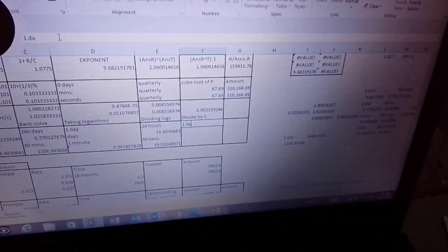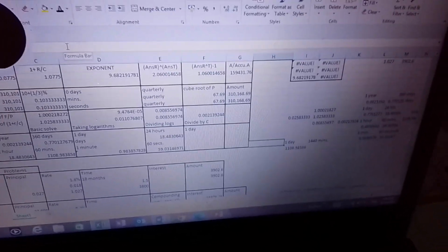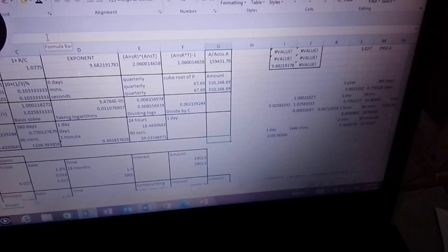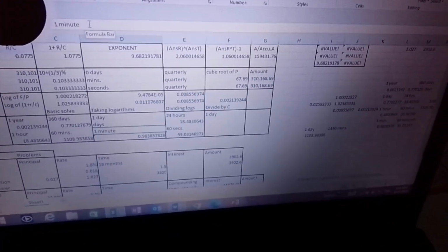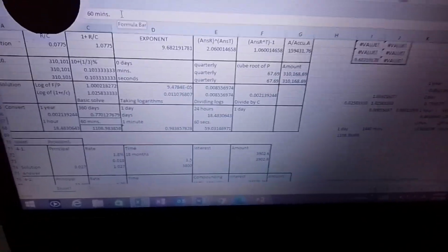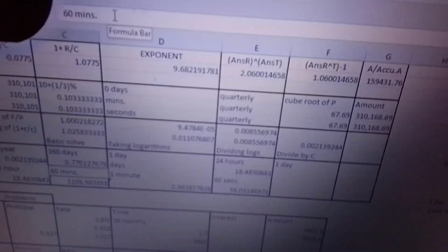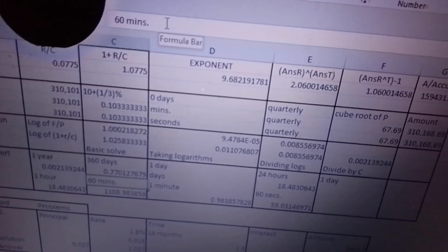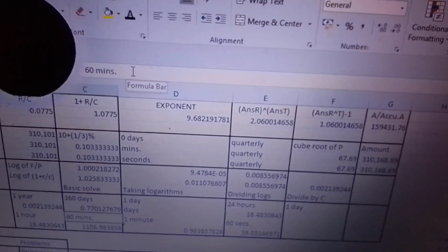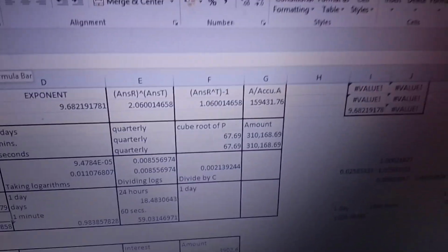Or another solution is this. Remember, you can do 1 day. How many minutes are there in 1 day? Remember, we have 24 hours in 1 day. But how many minutes are there in 24 hours? If 1 day is worth 24 hours, and 60 minutes make 1 hour, so therefore, we need how many minutes to make 1 whole day? It's 60 times 24. Very good.